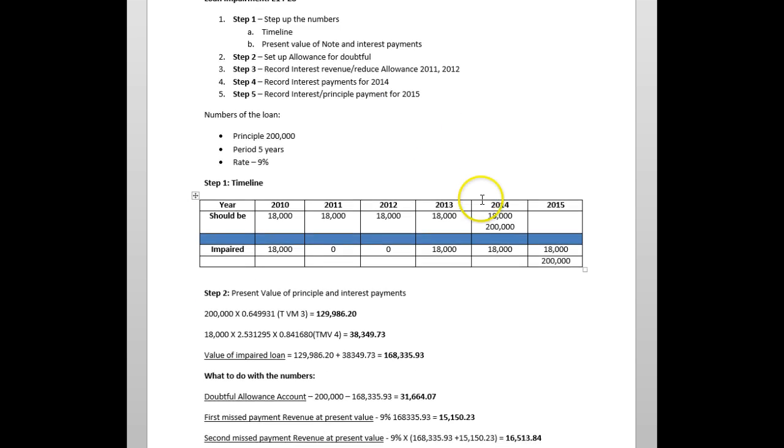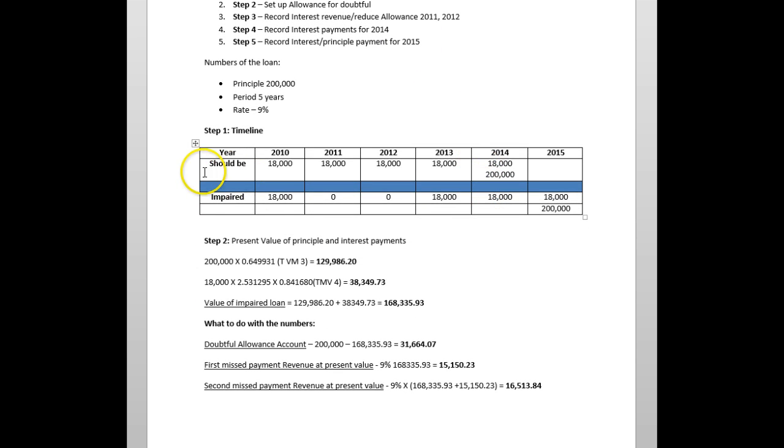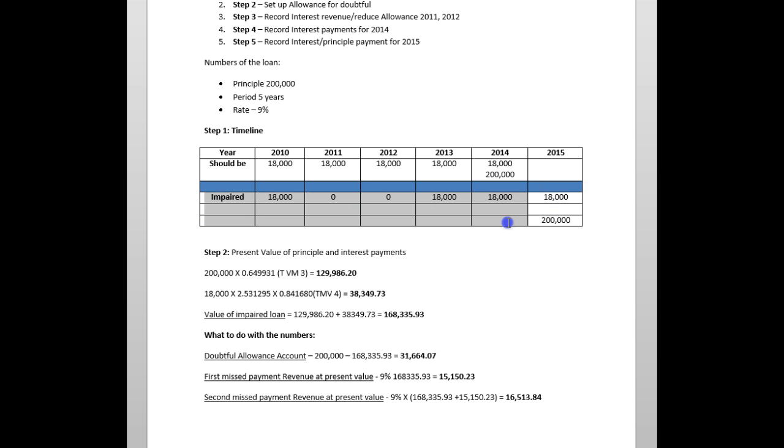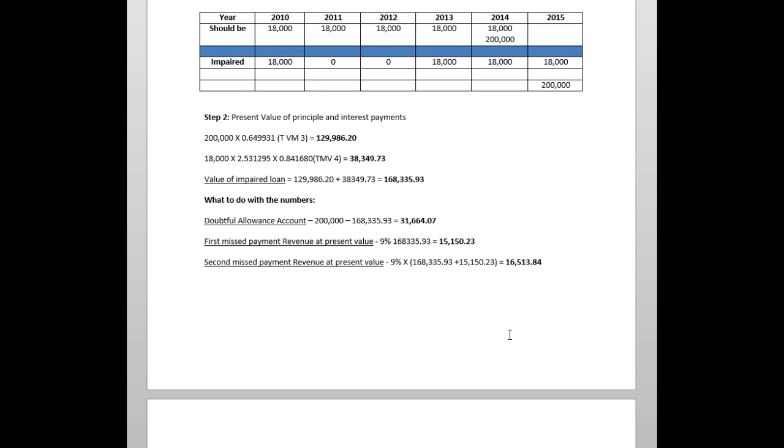So let's look at this timeline. This is what it should look like right here, all the way across. This is our should-be. And this is what the impairment looks like right here. You can see you're not getting revenue for 2011 and 2012. But you are going to get the full amount, or you're going to get the amount here, but you're going to lose this amount in this period of time. So you've got to figure out what is the present value of that. And that is step 2 in this little adventure.